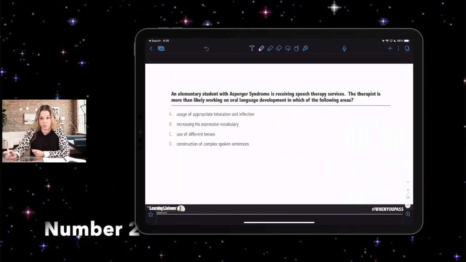An elementary student with Asperger syndrome is receiving speech therapy services. The therapist is more than likely working on oral language development in which of the following areas?